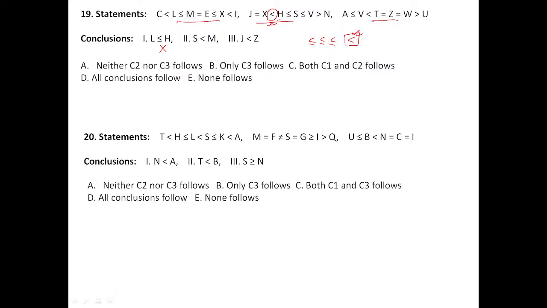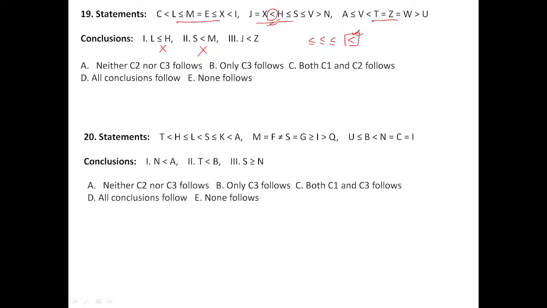Moving to next, conclusion 2, M greater than S. Where is M? M is here, M greater than equal L. Whether L has some relation or not, there is no relation with L to move to S. But M equal to E, this also has no relation, so this is cancelled. Moving to next.